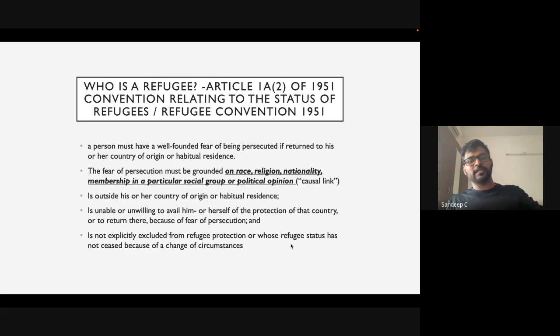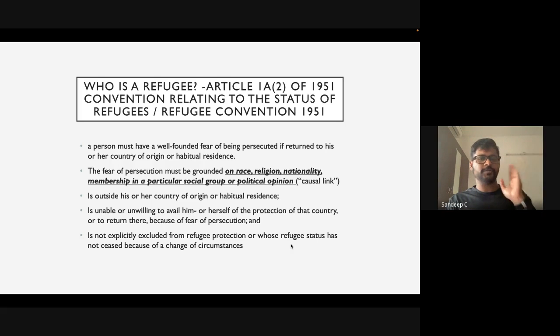Okay, so in other words, even if a country is not a party to the 1951 Refugee Convention, for example India is not a party, unfortunately. India has not ratified the Refugee Convention 1951. Even though that is the case, countries like India who have not ratified the Refugee Convention also have to follow the principles of international law contained within the Refugee Convention, because it is part of international customary law.